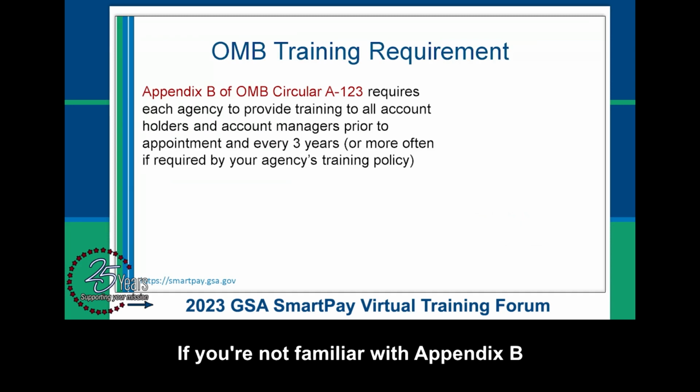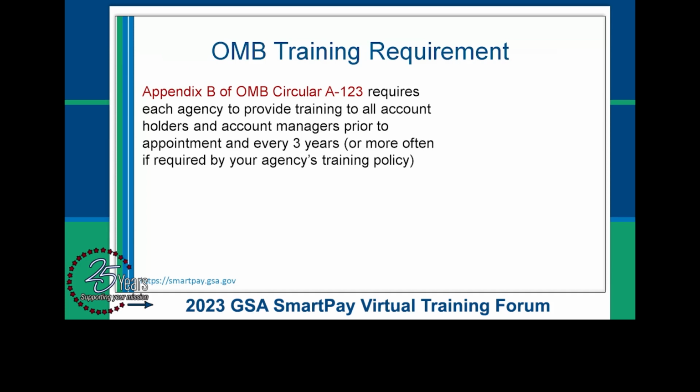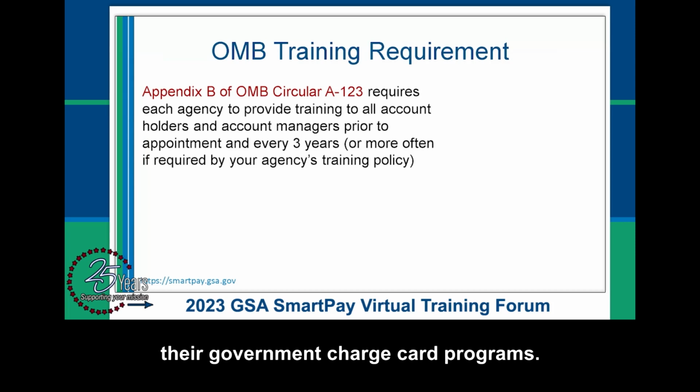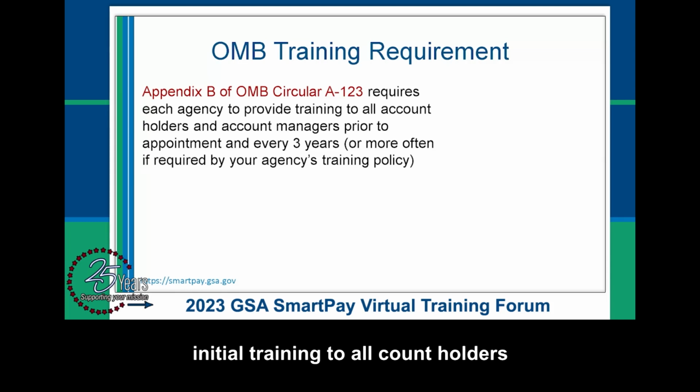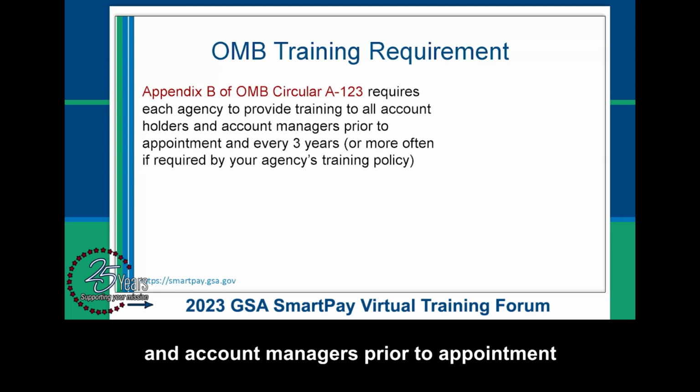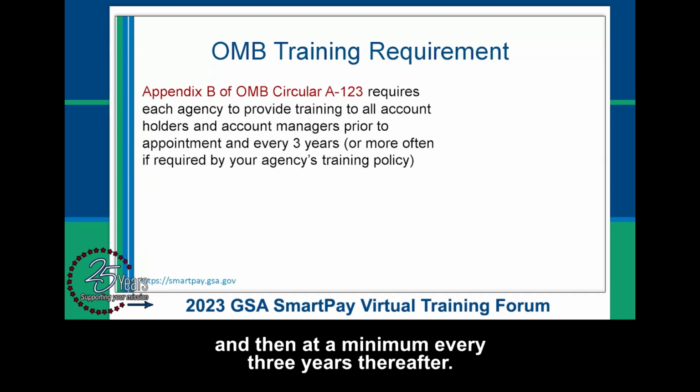If you're not familiar with Appendix B of the OMB Circular A-123, in general, it serves as a framework for agencies to best manage their government charge card programs. The circular requires each agency to provide initial training to all account holders and account managers prior to appointment, and then at a minimum every 3 years thereafter.